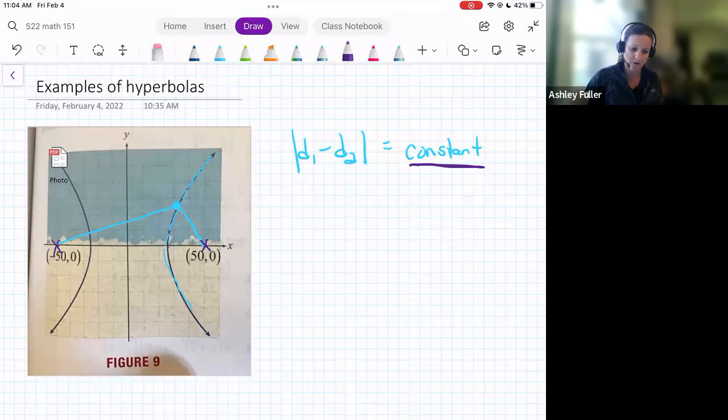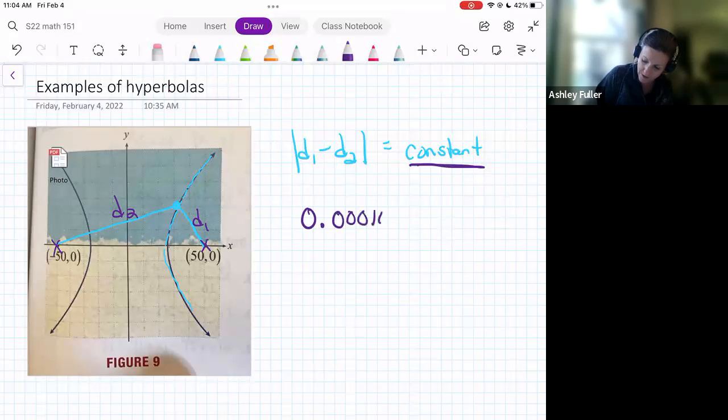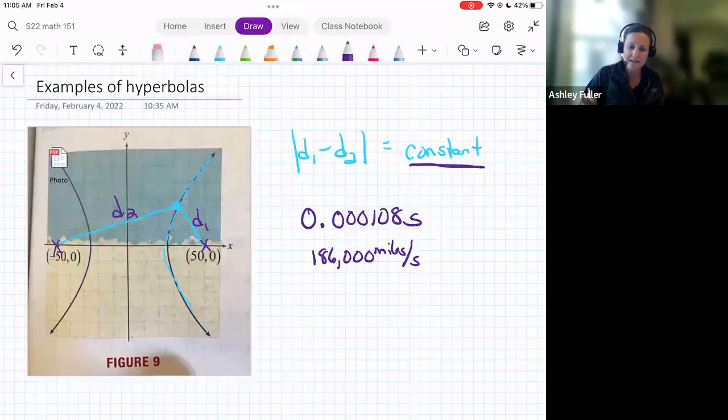So for example, imagine that a ship measures the time difference between receiving the first signal and the second signal to be a time difference of 0.000108 seconds. Remember the idea that the signal, we're going to assume it's moving at the speed of light, which is 186,000 miles per second. As long as they are staying on the path of this hyperbola, that time difference should stay the same.